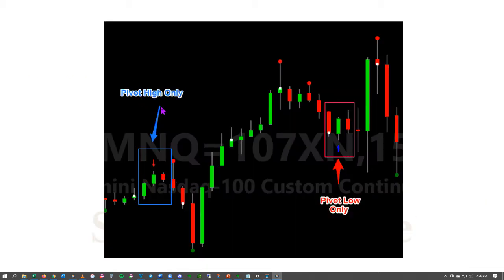Here's the pivot high. You can see here's the high of the candle, and the candles on either side of it have lower highs. And then here's a pivot low, and you can see the low point here. These have higher lows on either side of this pivot candle.